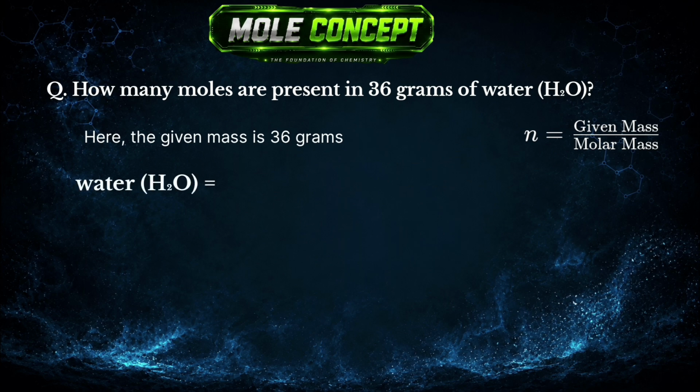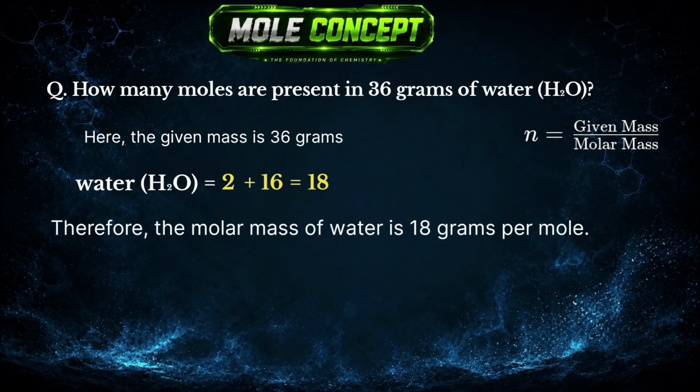Water has the chemical formula H2O. Hydrogen has an atomic mass of 1, and there are 2 hydrogen atoms. So multiply 1 by 2. 1 times 2 equals 2. Oxygen has an atomic mass of 16, and there is 1 oxygen atom. So, multiply 16 by 1. 16 times 1 equals 16. Now add the atomic masses together. 2 plus 16 equals 18. Therefore, the molar mass of water is 18 grams per mole.